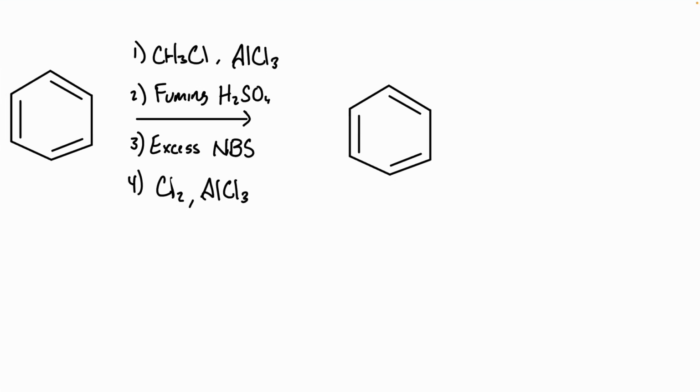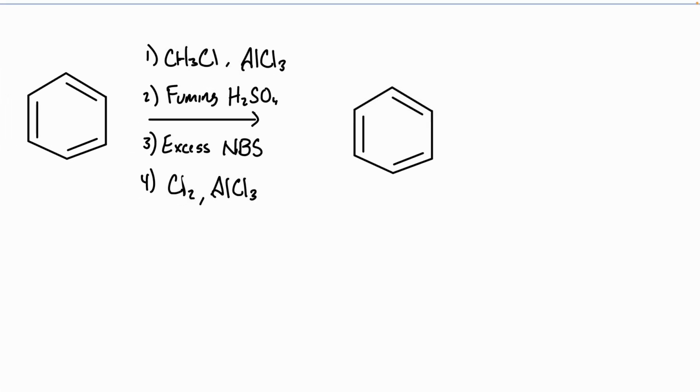All right, so let's do this one. That first reaction, first step is going to put a methyl group on that ring. That methyl group is an ortho-para director. So it's going to direct incoming substituents to the ortho and para positions. So I'm going to have to draw both products of this second step.